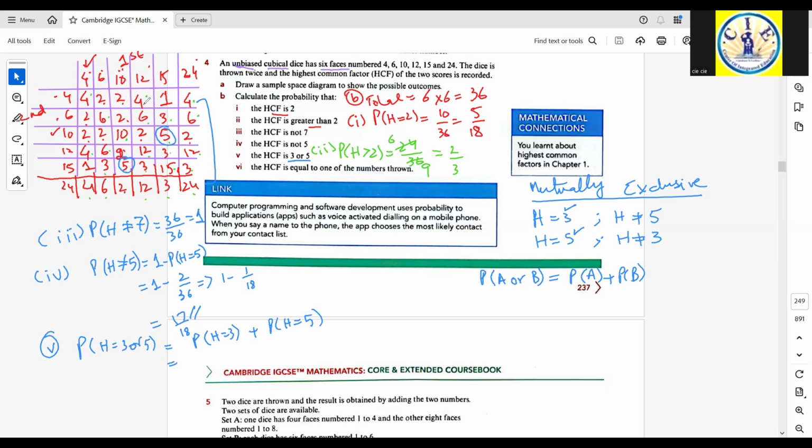3 or 5. No one from here. 1, 2, 3, 4, 5, 6, 7, 8. That's it.